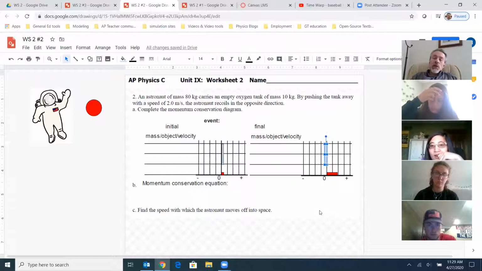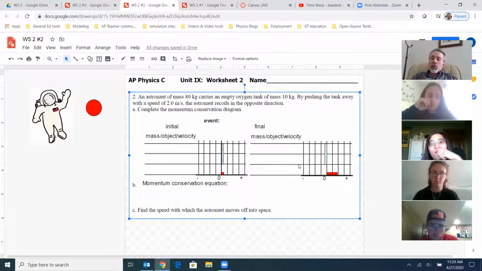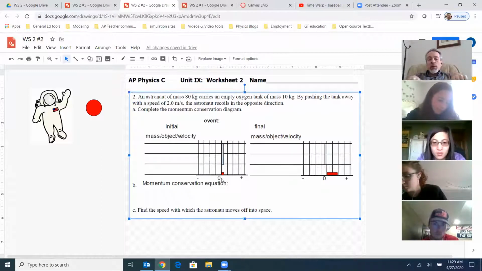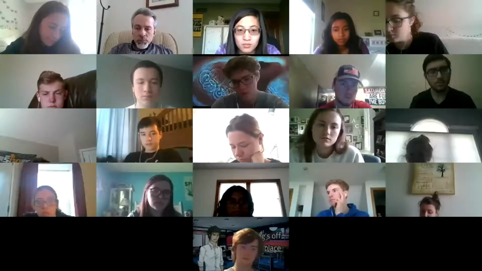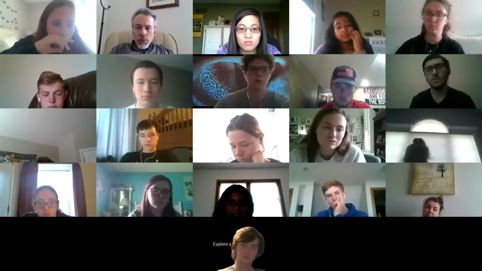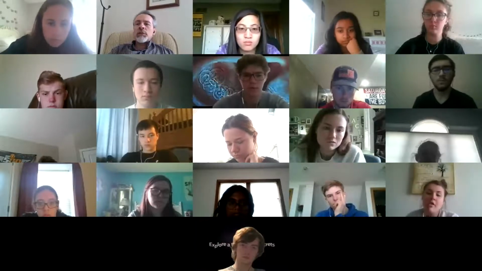So again, if you had a hard time in the last one, you didn't get the right answer, maybe these tables would help you a little bit, to visualize what the equation is. So what I want you to do in this problem is, again, write the conservation of momentum equation and then solve for the speed of the astronaut. So let me stop sharing and open up the breakout rooms.